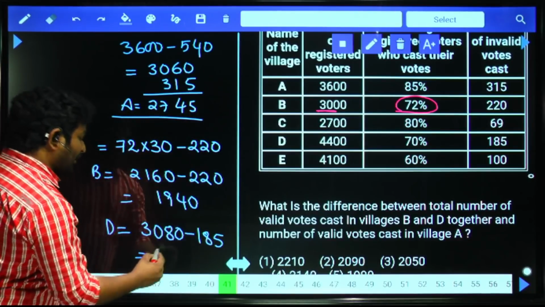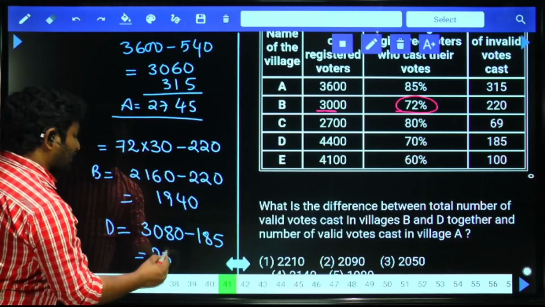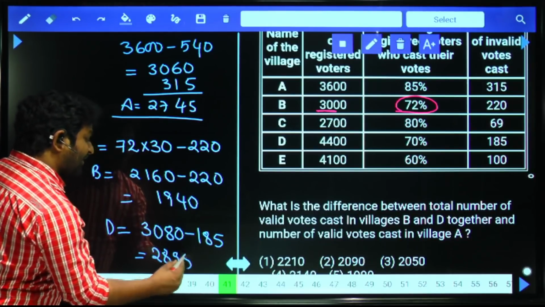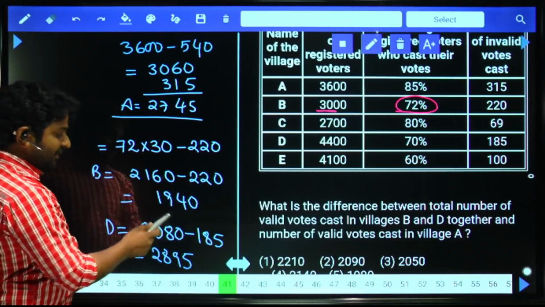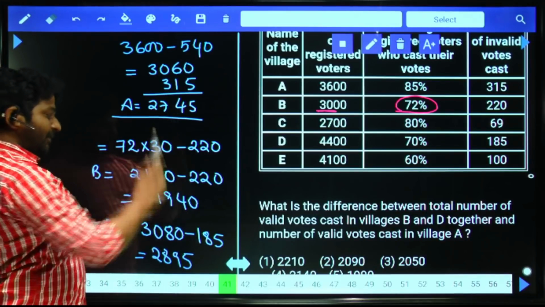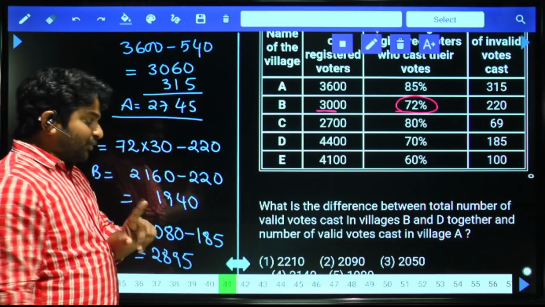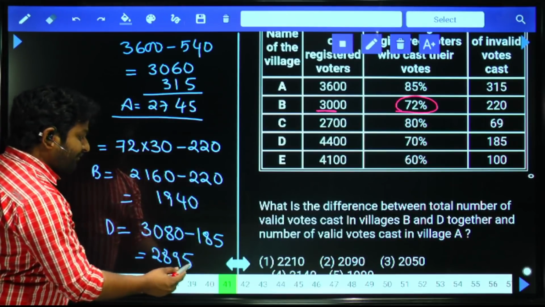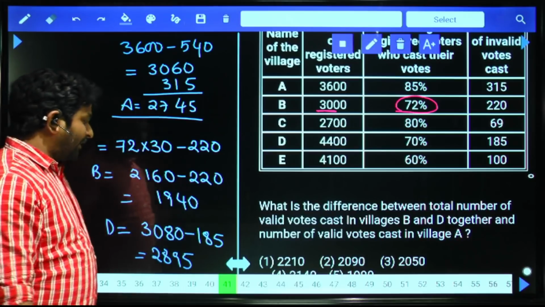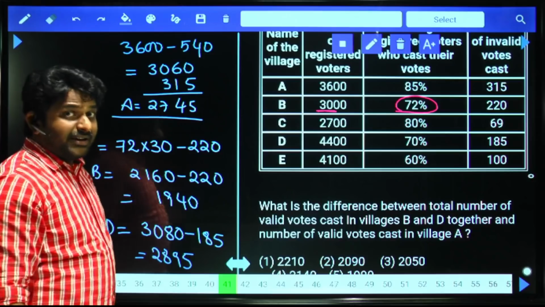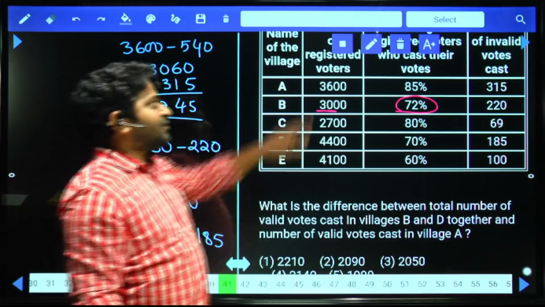If you subtract 200, that is equal to 2880 plus 15, that is 2895. Now your question is the sum of these two numbers and then minus this number, the difference. Now we'll verify only the last two digits here. 95 plus 40, that is equal to 135. 135 minus 45, that is equal to 90. Answer should end with 90.